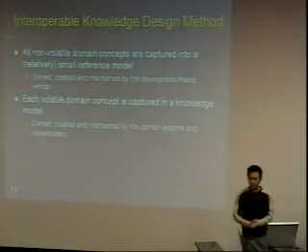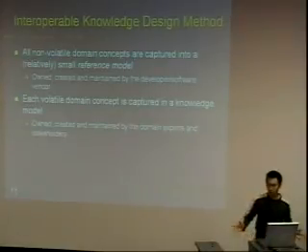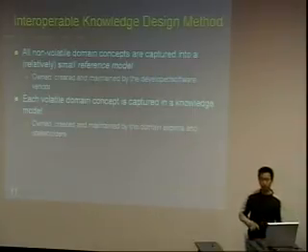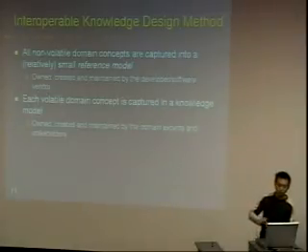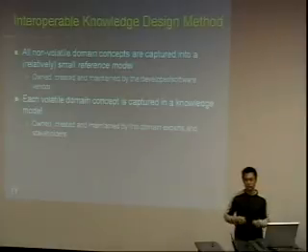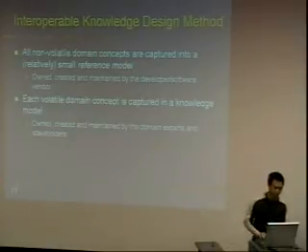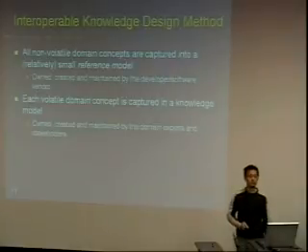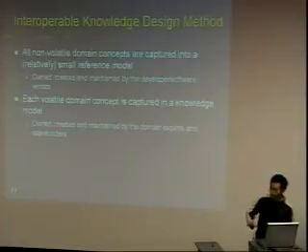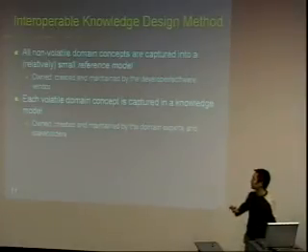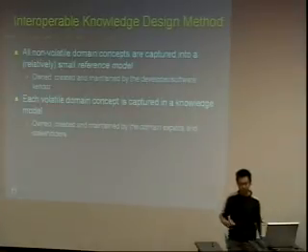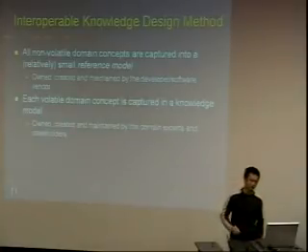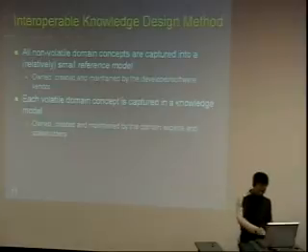So obviously, we need an alternate approach. How do we solve this problem? The interoperable knowledge design method proposes that we do two things. First, we encode all non-volatile domain concepts into a relatively small reference model. This reference model is owned, created, and maintained by software developers only. Then the volatile domain concepts are captured in something called knowledge models. These models are owned, created, and maintained by the domain experts and stakeholders. So the software developer has nothing to do with this.